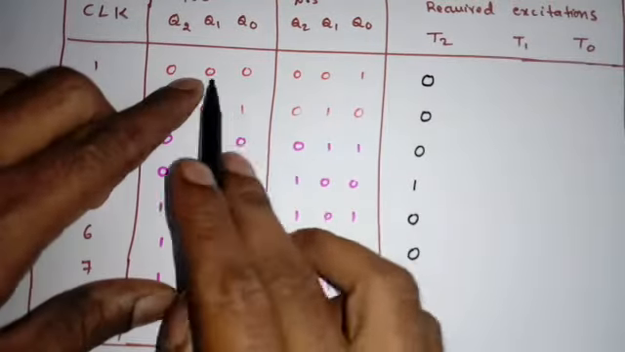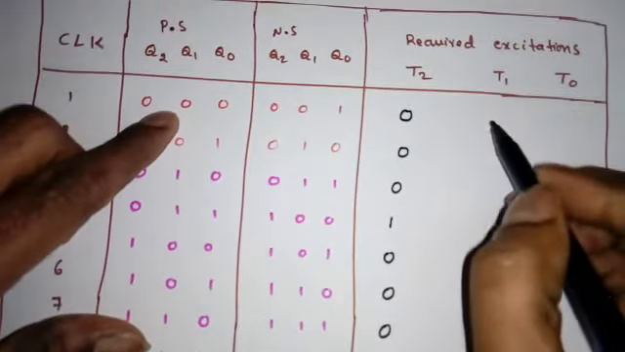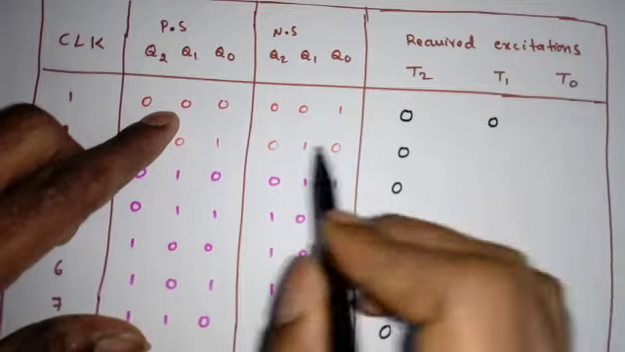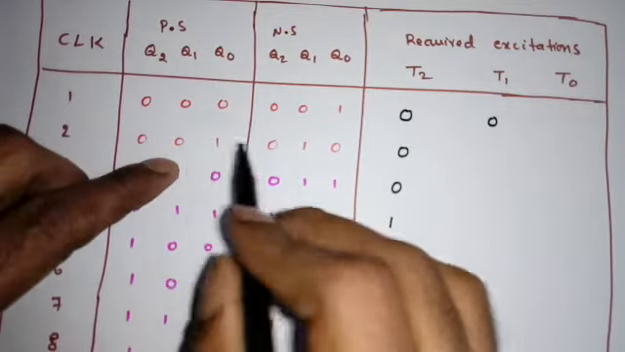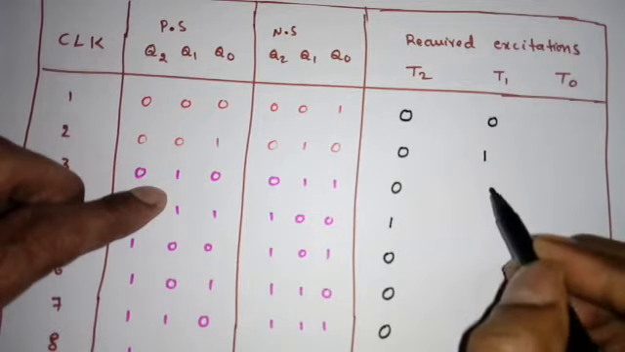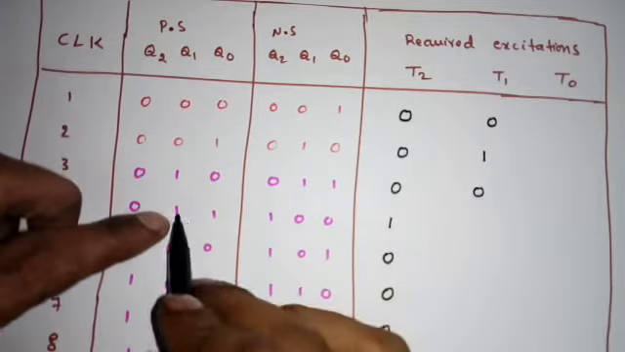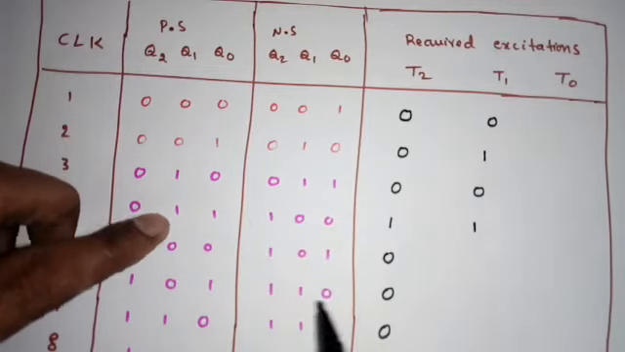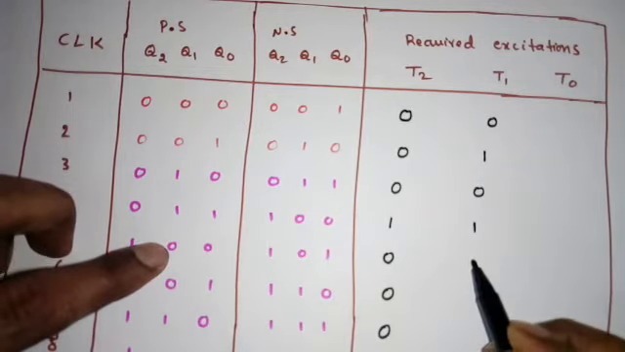Similarly, look at only Q1. Q1 goes 0 to 0, so we apply 0 because it is following the previous state. 0 to 1 is a complement, so we apply 1. Similarly 1 to 1, there is no complement, so I apply 0. Next 1 to 0 is a complement, so apply 1. Next 0 to 0, no complement, so apply 0.